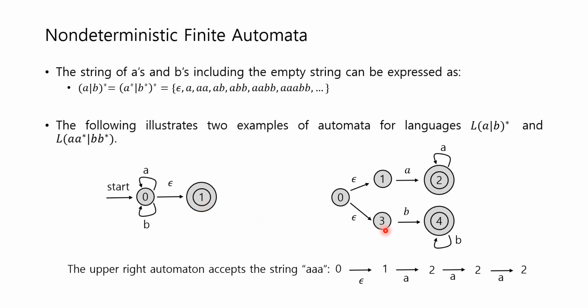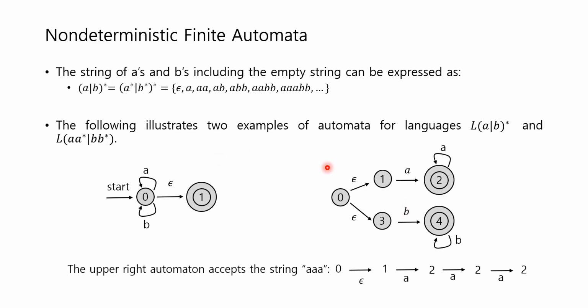In the right example, it accepts the language of strings composed of A concatenated 0 or more times, or B concatenated 1 or more times. So let me repeat that.